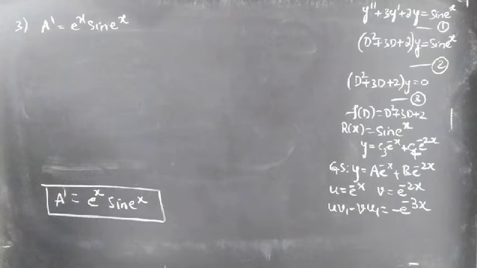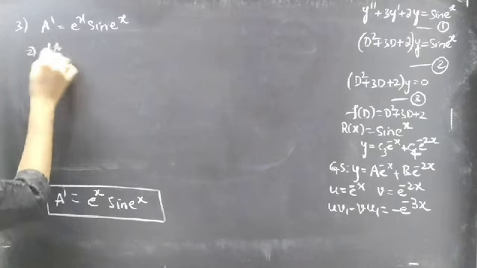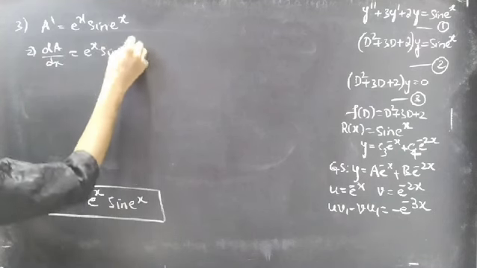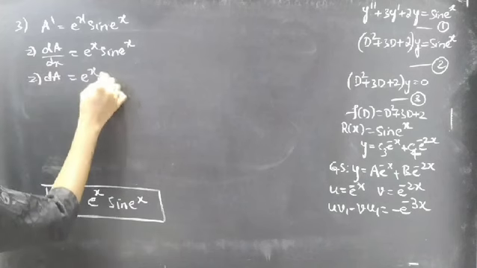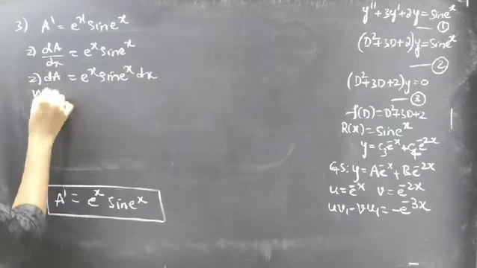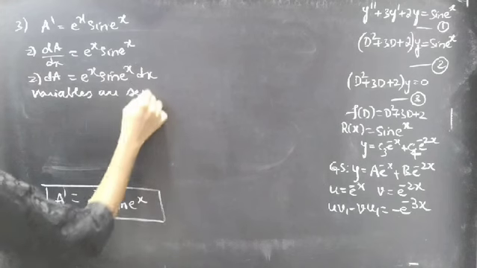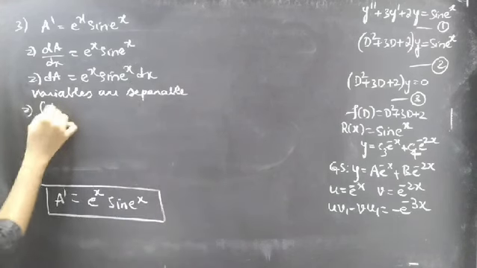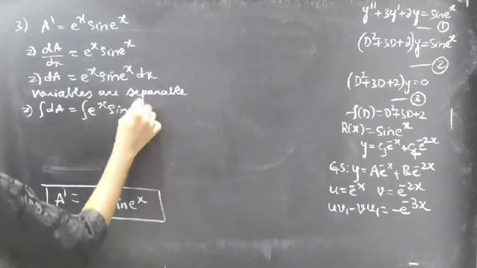We have a dash equals e power x sine e power x, right? A dash is nothing but the derivative of a with respect to x, equal to e power x sine e power x. Let's now separate the variables by taking the differential dx to the RHS. Here the variables are separable. We can perform integration: integral dA equals integral e power x sine e power x dx.